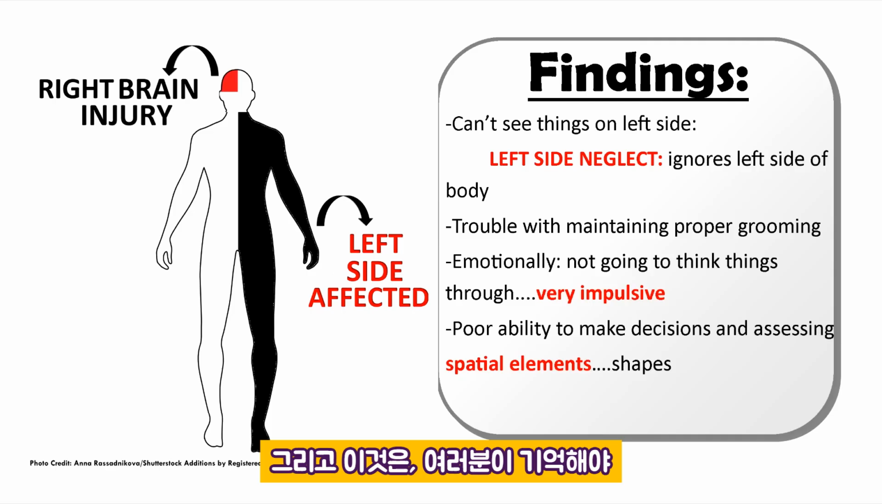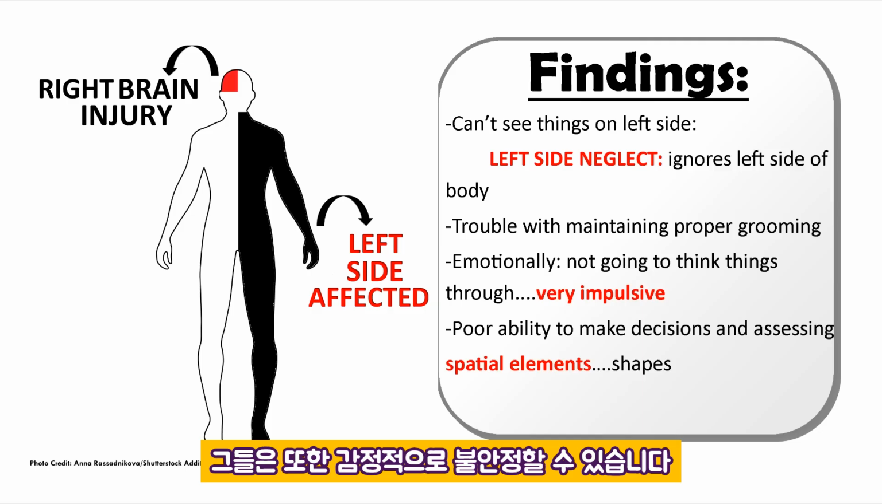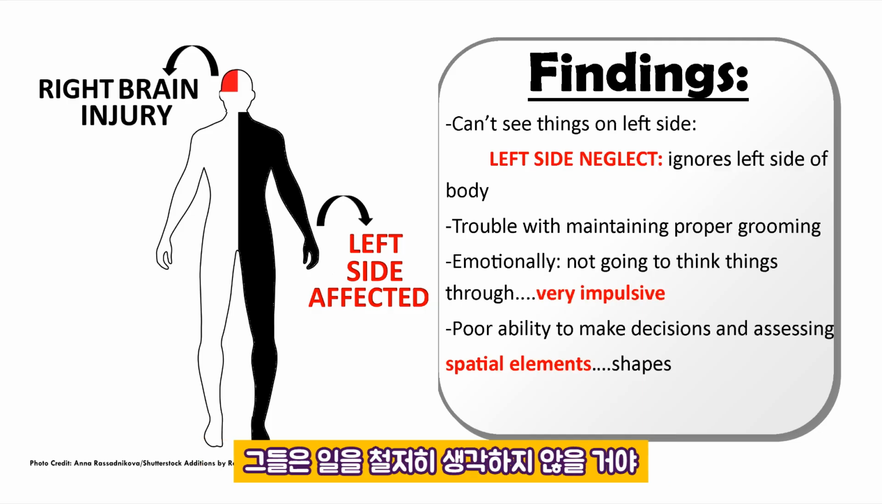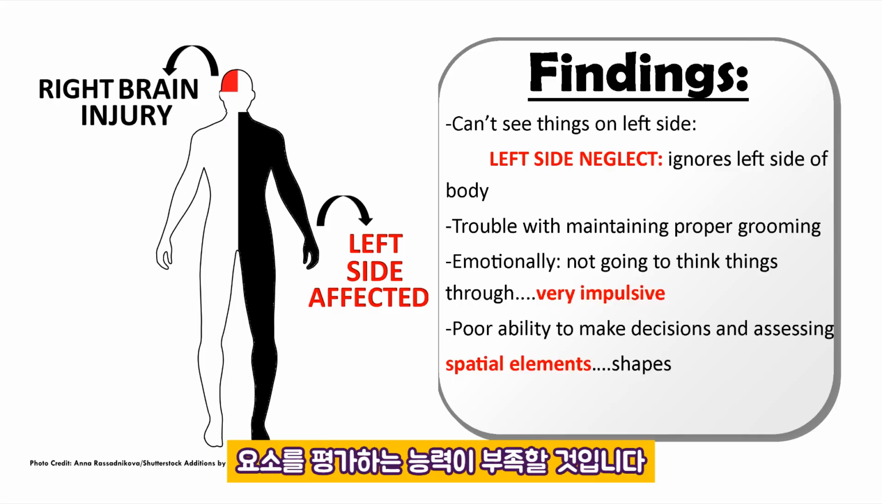And this is going to lead to, I want you to remember this, left side neglect. This is where they ignore the left side of their body. They're also going to have trouble with maintaining proper grooming habits. They can also be unstable emotionally. They're not going to think things through. They're going to be very impulsive, and they're going to have a poor ability to make decisions and assessing the spatial elements like shapes.